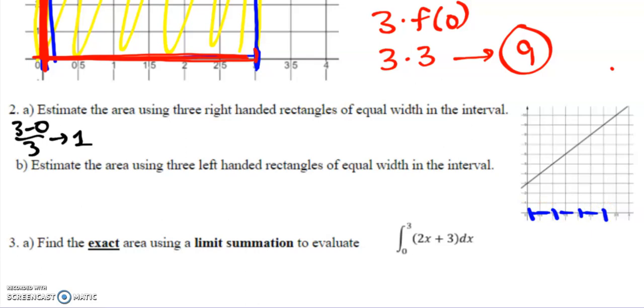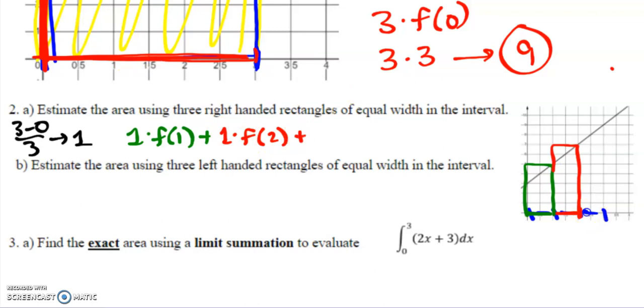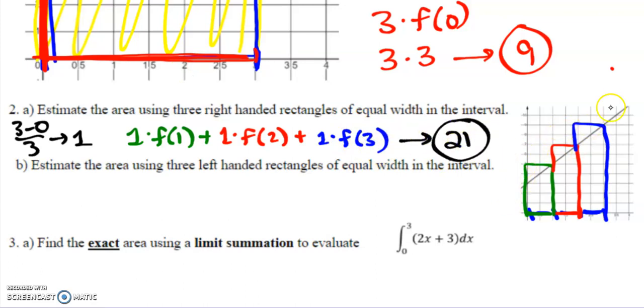And I'm supposed to be using my right hand. So for this first rectangle in green, I have a width of 1 and a height of f of 1. Plus, this second rectangle in red, using my right hand, I have a width of 1 and this time a height of f of 2. Plus, finally, my blue rectangle, again, has a width of 1. This time, a height of f of 3. Calculating that all out, we get an area of 21. Still an overestimate because I'm using right-hand rectangles on an increasing function.